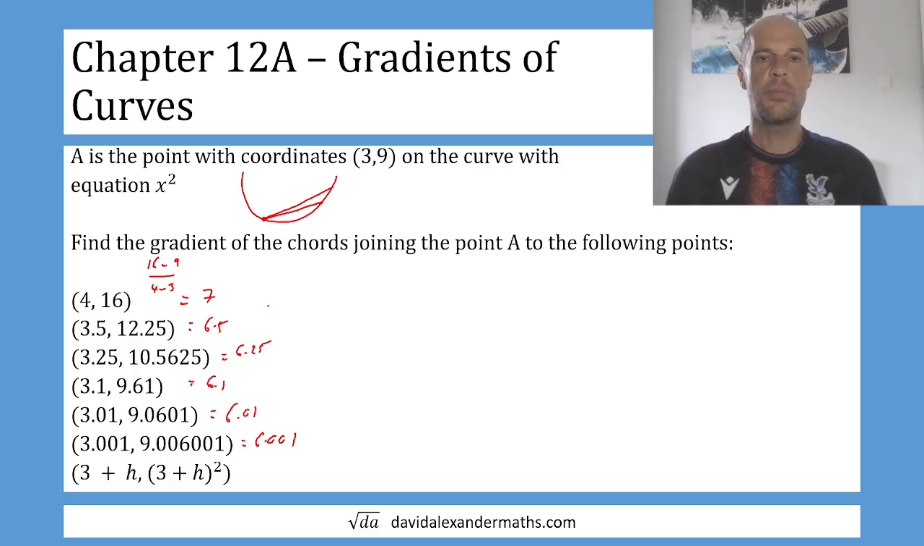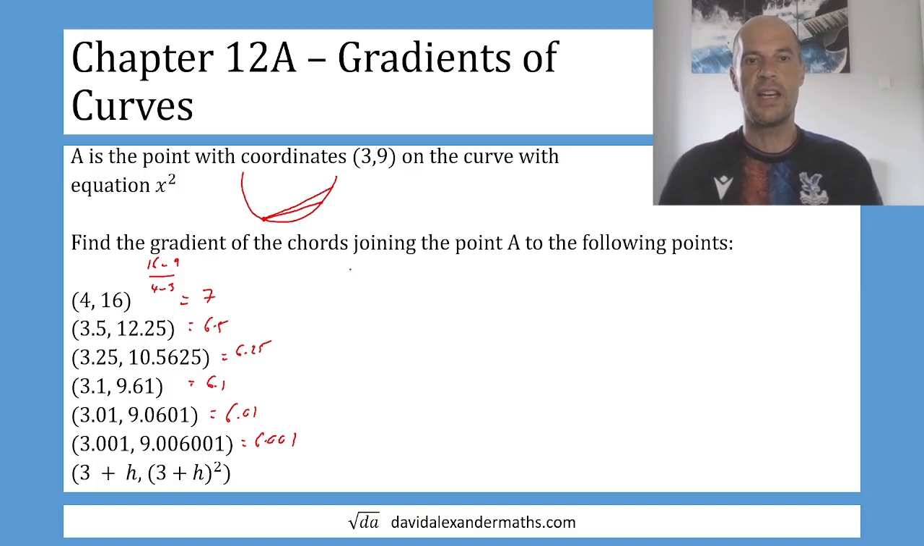So what if we had the point which was 3 plus a value h? Now h could be literally anything, but what we're going to do is assume that h is a really, really tiny amount. In fact, we're going to assume that it's so small that it can almost be completely ignored. So let's work this out.